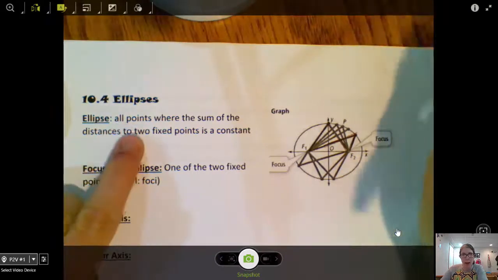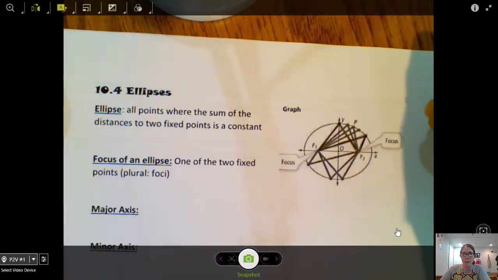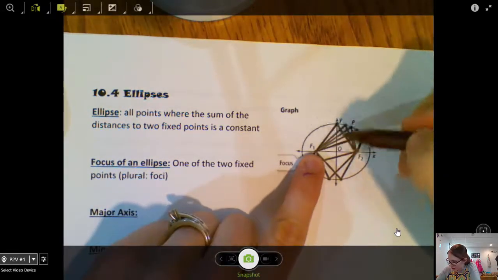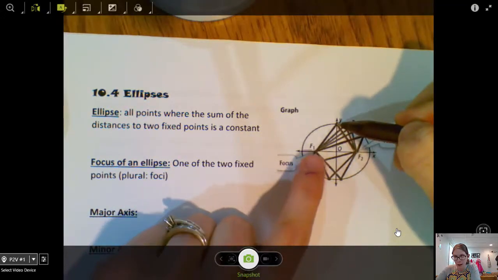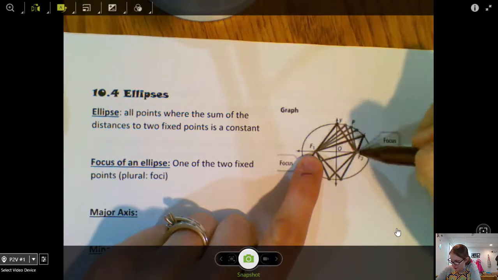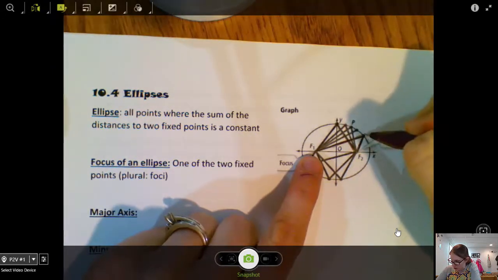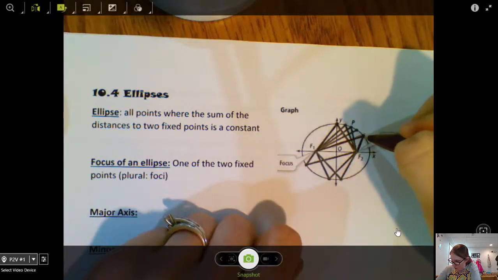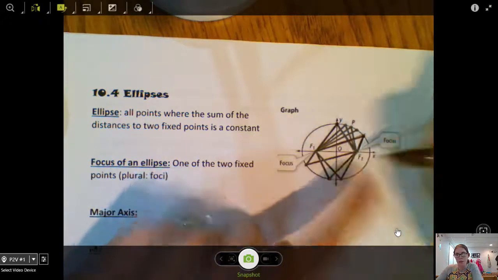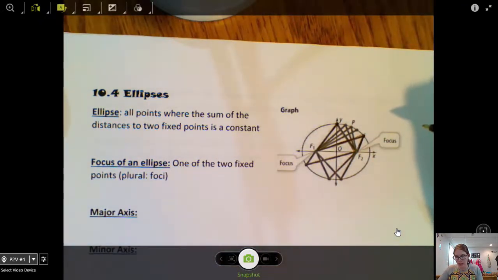So an ellipse, by definition, is all points where the sum of the distances to two fixed points is a constant. Okay, again, the sum of our distances, I'm looking at this point on my ellipse, the distance from here to a focus plus the distance from that point to this focus is the same as the distance from this point to the focus plus the distance from that point to this focus. Now, sum of the distances is the same.